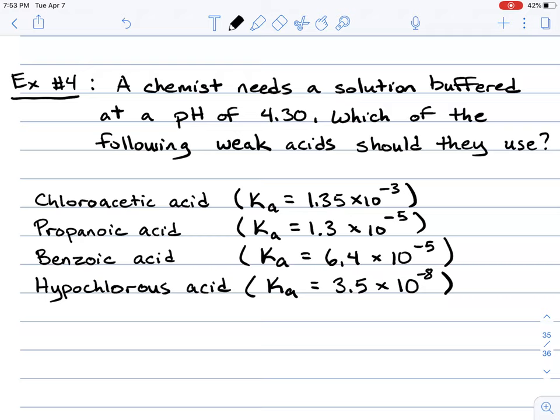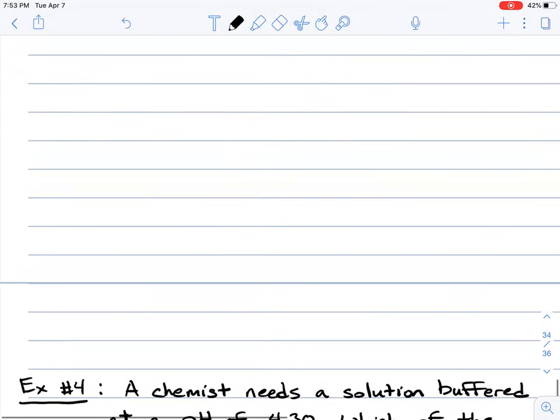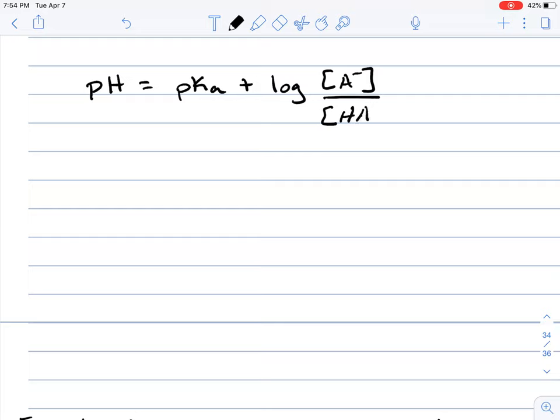All right, so for number four, we have a chemist, and this chemist needs a solution buffered at a pH of 4.30. Which of the following weak acids should they use? Okay. And so earlier I mentioned I'm going to talk about why pKa is going to be our quote-unquote starting point. So let's go ahead and revisit, before we talk about example number four, the Henderson-Hasselbalch equation. pH is equal to pKa plus the log of the concentration of the conjugate base over the concentration of the weak acid.